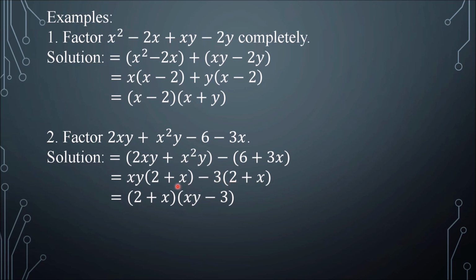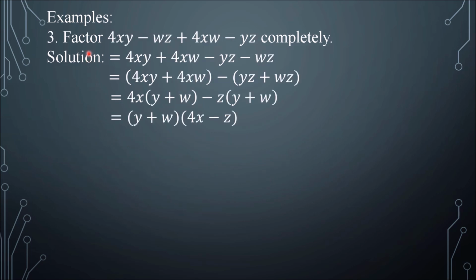So as you can see, you have 2 plus x here. You have also 2 plus x here. So that's the common monomial factor between the two terms. Now, extracting 2 plus x, we have xy here, and then this is minus, and then this is 3. So the factor of this is 2 plus x times xy minus 3.